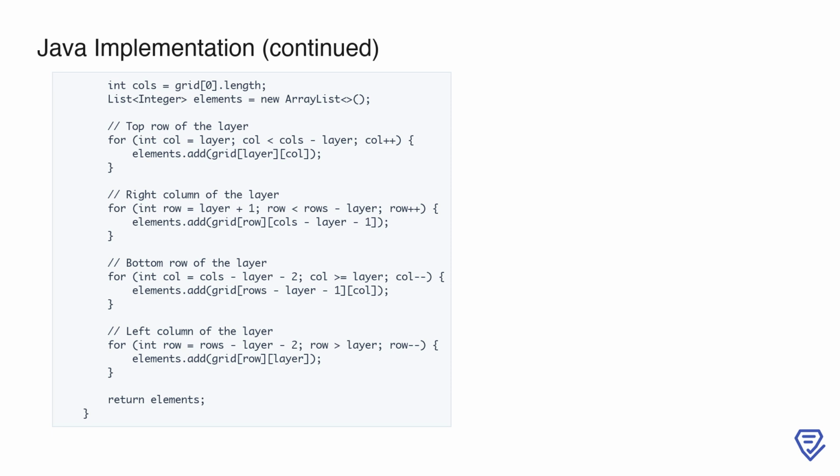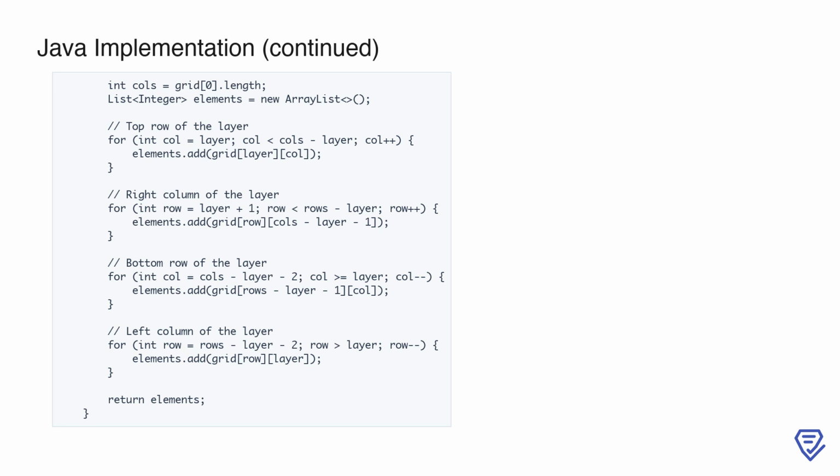The extract_layer method is where we gather all the elements of a specific layer into a list. First, we initialize an empty list called elements to store the values. We then iterate over the 4 sides of the layer, starting with the top row.